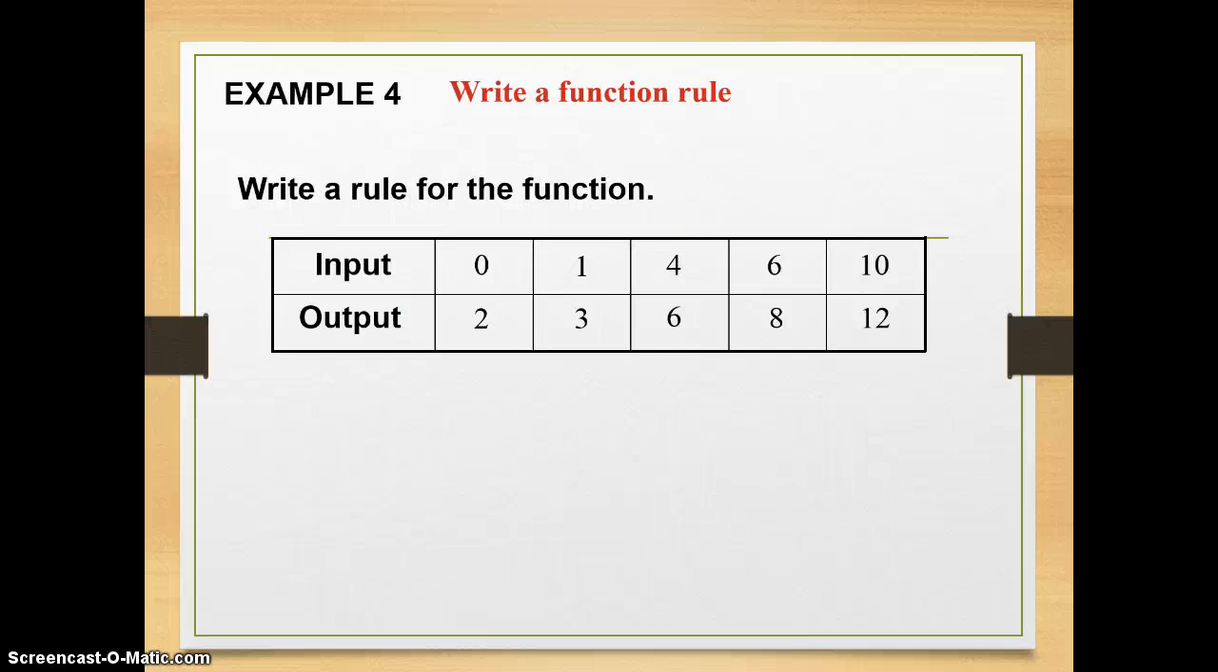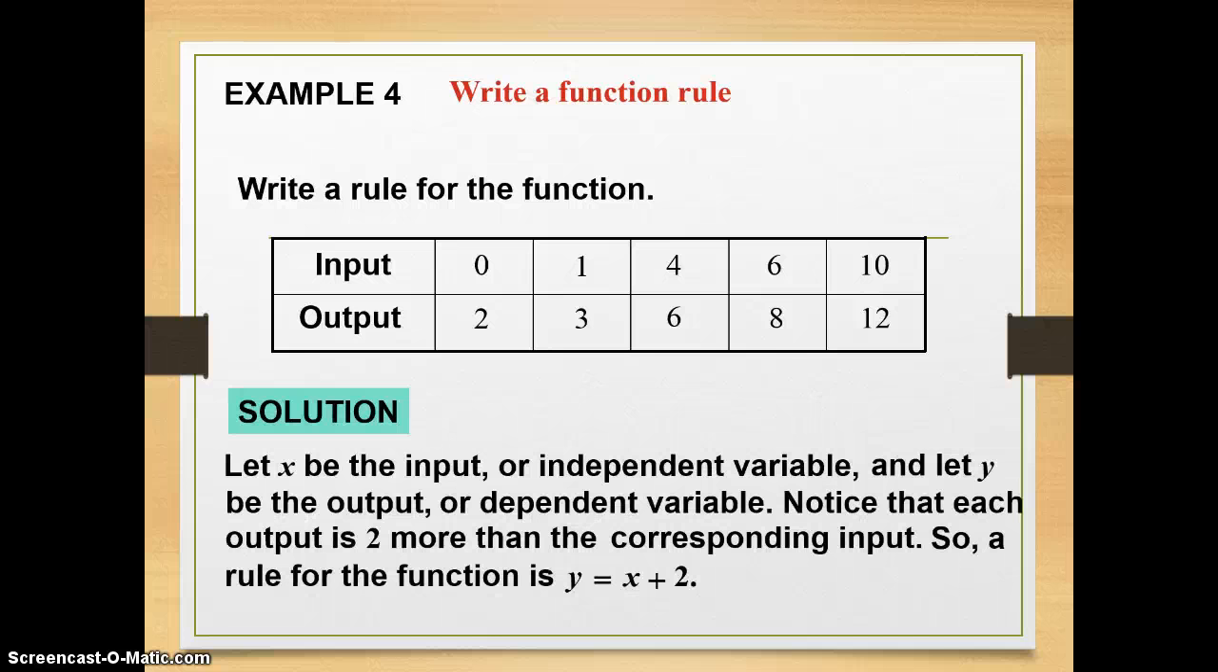Next, we're going to learn how to write a rule for the function. Given the table, we will let x be the input, or our independent variable, and let y be the output, or the dependent variable. Notice that each output is 2 more than the corresponding input. So a rule for this function is y equals x plus 2.